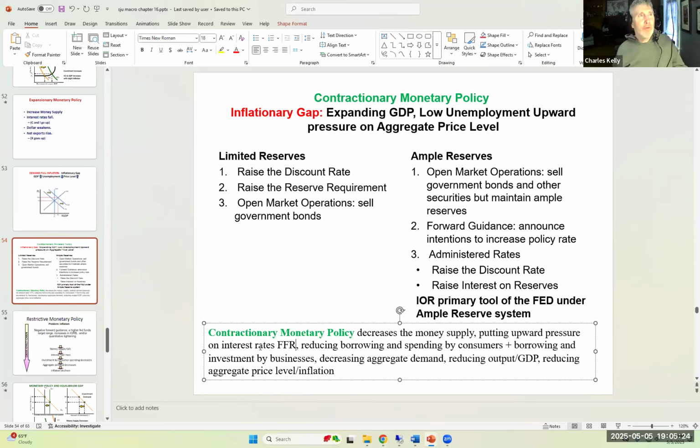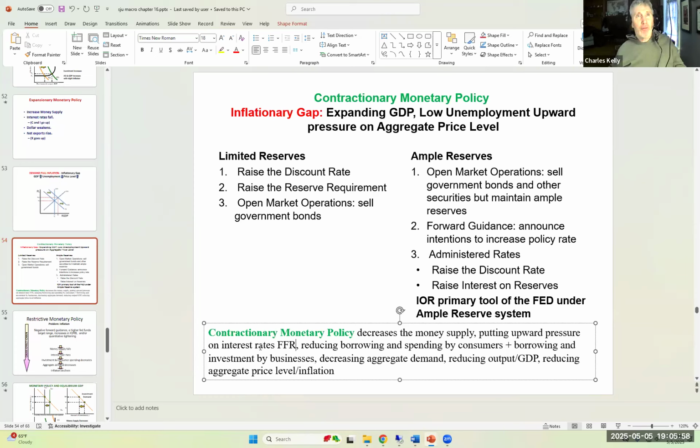If it were a limited reserve system, they would raise the discount rate, raise the required reserve ratio, or sell bonds to banks. If it's ample reserves, they could use negative forward guidance, saying we're pushing up interest rates, or they could do quantitative tightening, but most likely they're going to use the primary tool. They're going to say, we're paying more interest on reserve balances. All those policy maneuvers will push up the Fed funds rate.